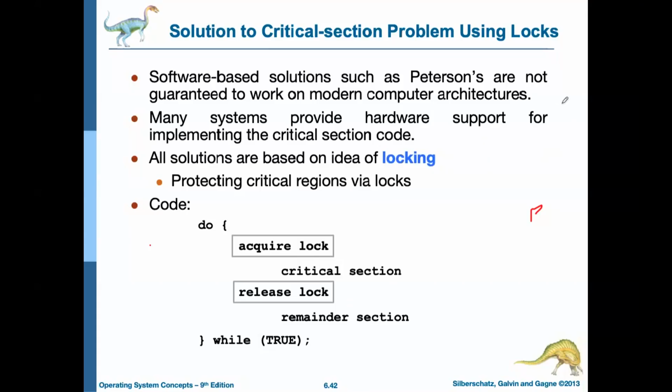So today we continue our lecture regarding the solution to the critical section problem using locks, page 42.